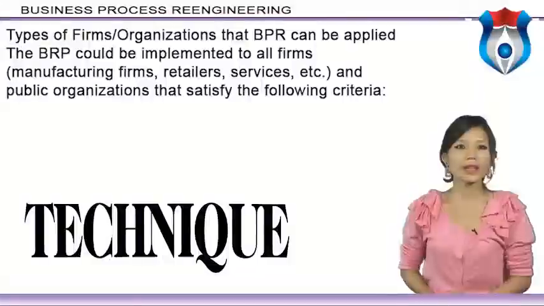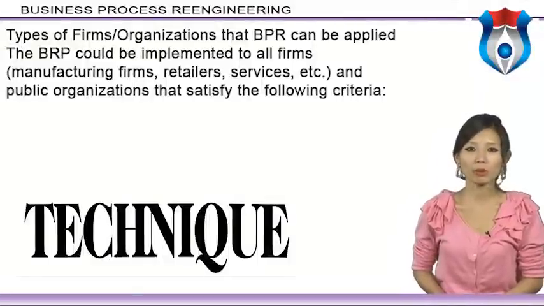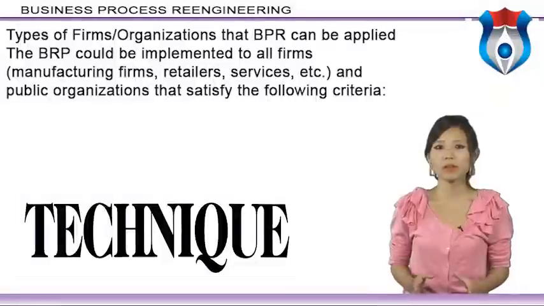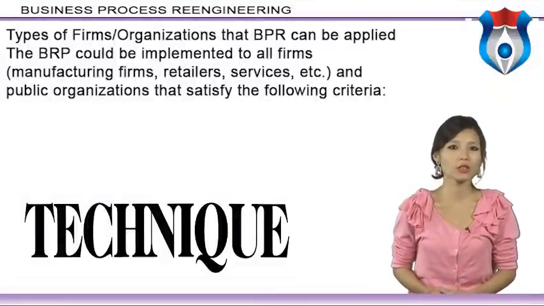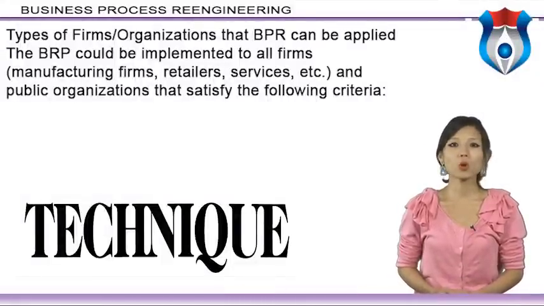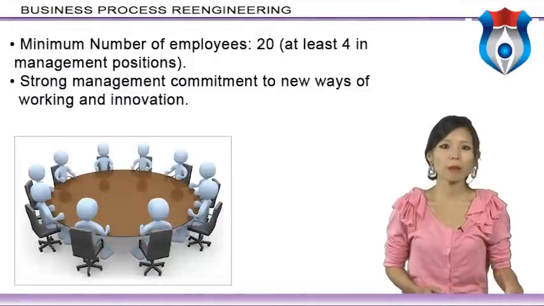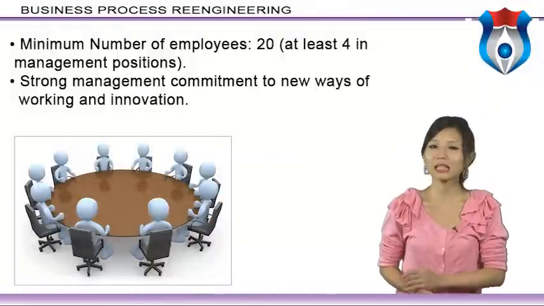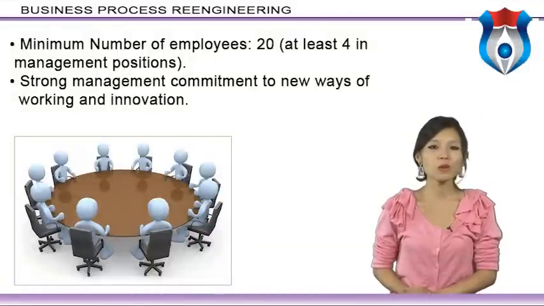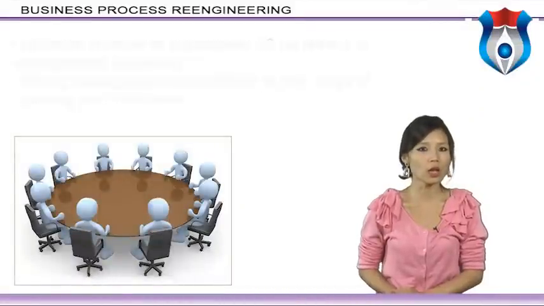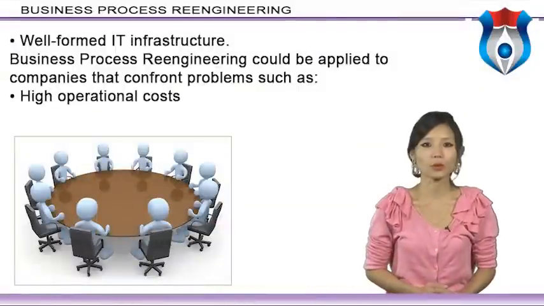Types of firms or organizations that BPR can be applied to. BPR could be implemented in all firms, manufacturing firms, retailers, services, etc., and public organizations that satisfy the following criteria: a minimum number of employees, 20, at least 4 in management positions, strong management commitment to new ways of working and innovation, and a well-formed IT infrastructure.